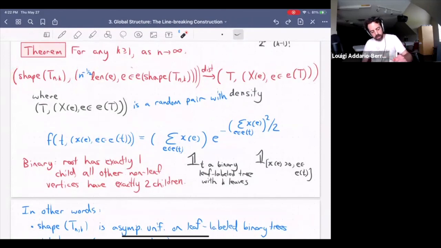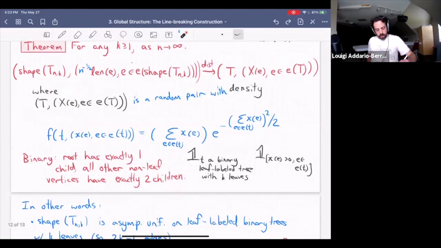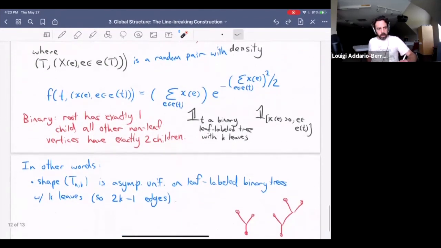How is that encoded in the theorem? We're saying that this shape converges in distribution to a random shape, but if we only look at the marginal on the random shape in the density on the right, it's just a constant. It only insists that the shape is a binary leaf-labeled tree. That's all it insists on. Yes, so that's the first point.